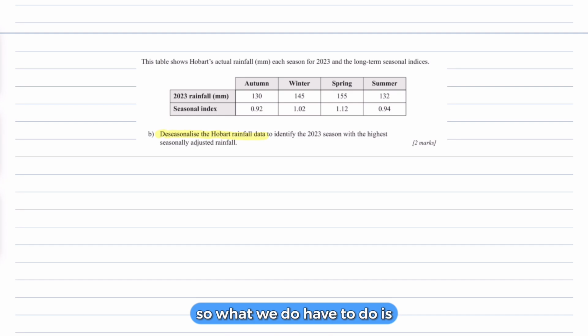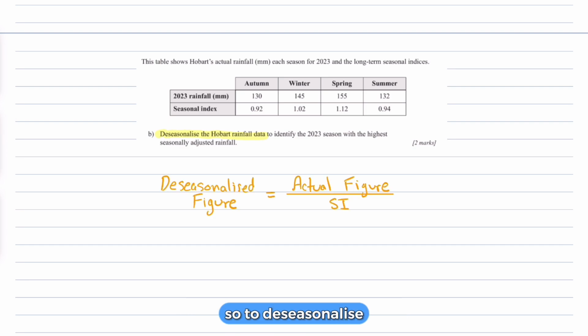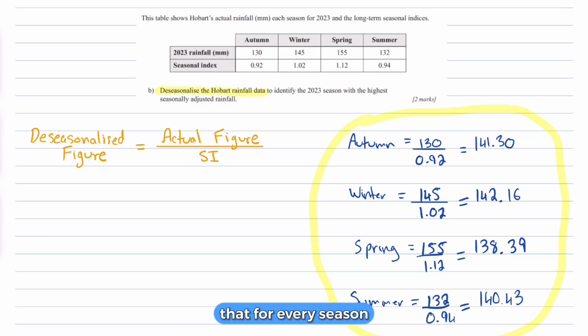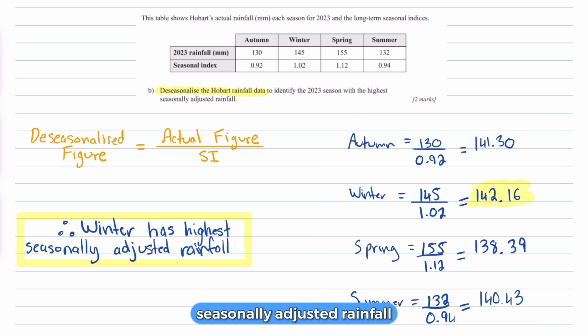So what we do have to do is deseasonalize the data to identify the season with the highest seasonally adjusted rainfall. The word seasonally adjusted is the same as deseasonalized. So to deseasonalize the data, we've just got to do the actual figure divided by the seasonal index. For autumn, it's just going to be 130 divided by 0.92, and then we're going to repeat that for every season. And we can clearly see that winter has the highest seasonally adjusted rainfall.